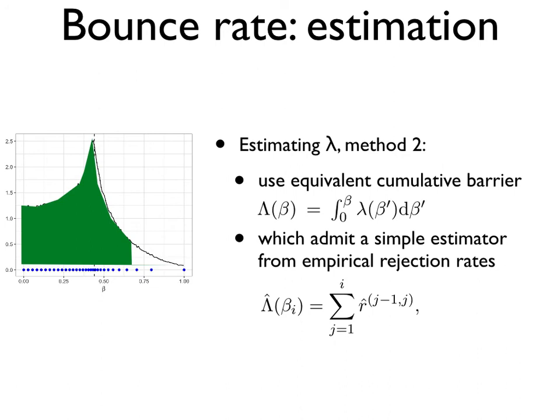A second method that's even more practical for estimating lambda is to use an equivalent cumulative barrier, defined as big Lambda of beta, the integral from 0 to beta of this small lambda. And this cumulative barrier admits a simple estimator from the empirical rejection rates, which is simply the sum of the rejection rates for the pairs of chains to the left of annealing parameter beta_i.